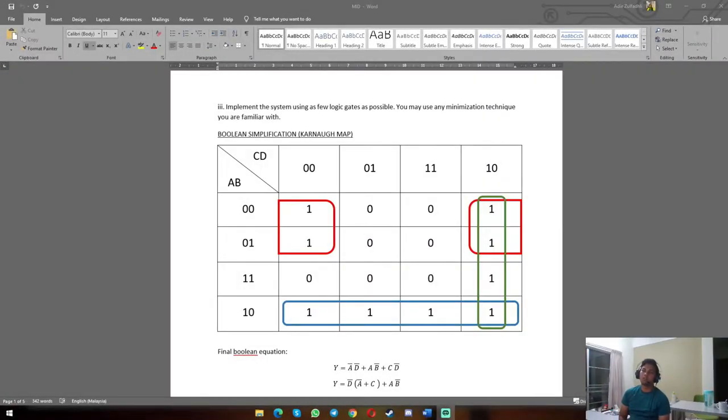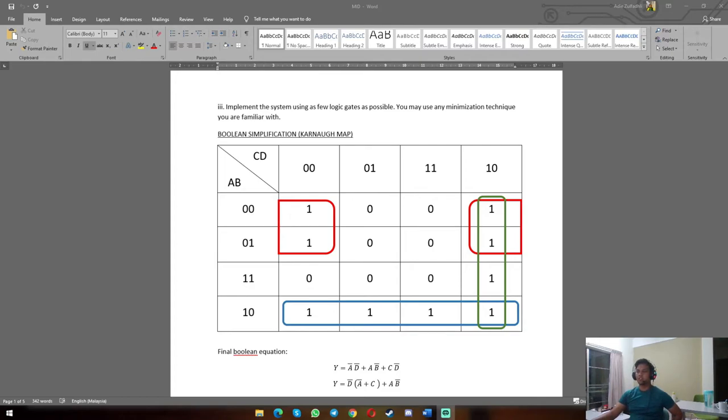Okay, for the next question, we need to implement the system using as few logic gates as possible. You may use any minimization technique you are familiar with. So there are two ways to minimize the Boolean expression to get the logic gate. First is the Boolean expression using the laws, which means there are some laws that we can use to minimize the Boolean expression and get the simplest expression that we can use to build a schematic diagram. Second is the Karnaugh map. A Karnaugh map is a table that we use to get the simplest Boolean expression.